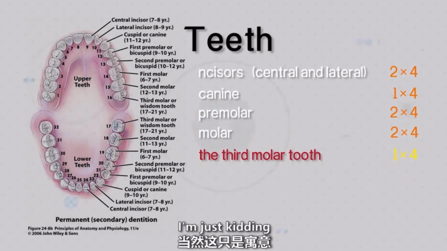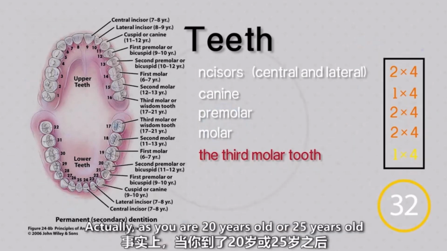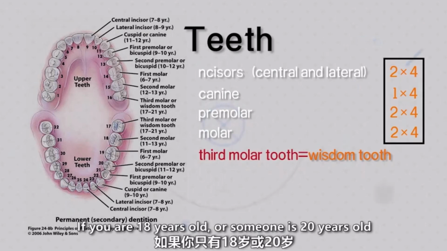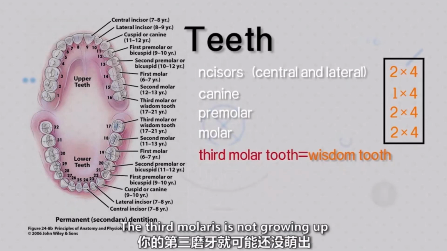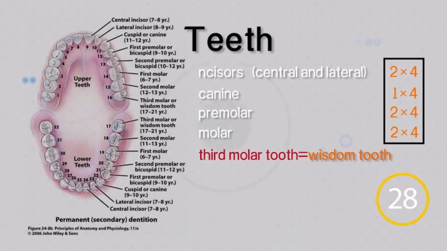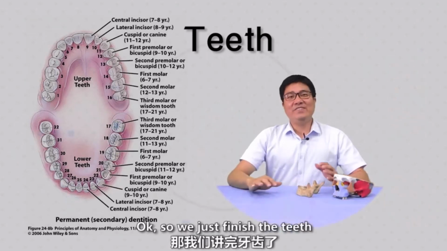I'm just kidding, okay. Actually, at 20 years old or 25 years old, the third molar just develops. If you are 18 years old or someone is 20 years old, the third molar has not grown up. Okay, good. So that's what we call the wisdom tooth. So in total, we just finished the teeth.